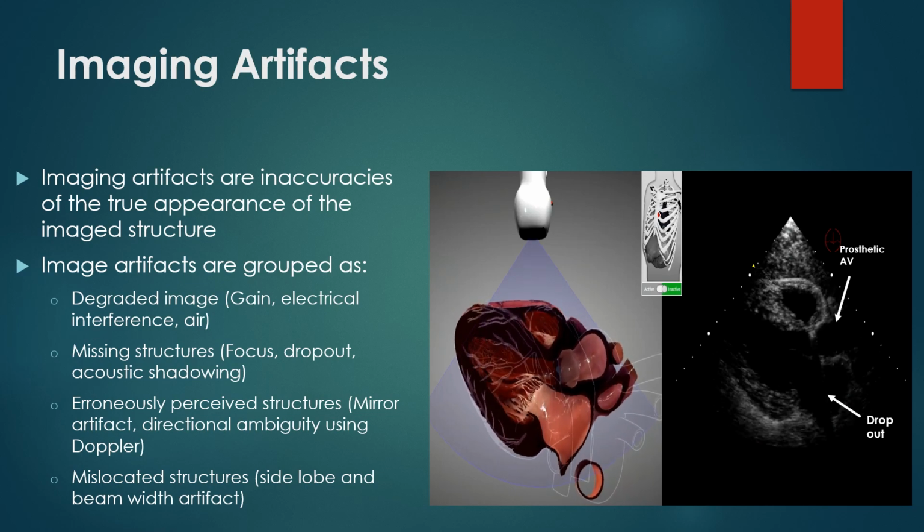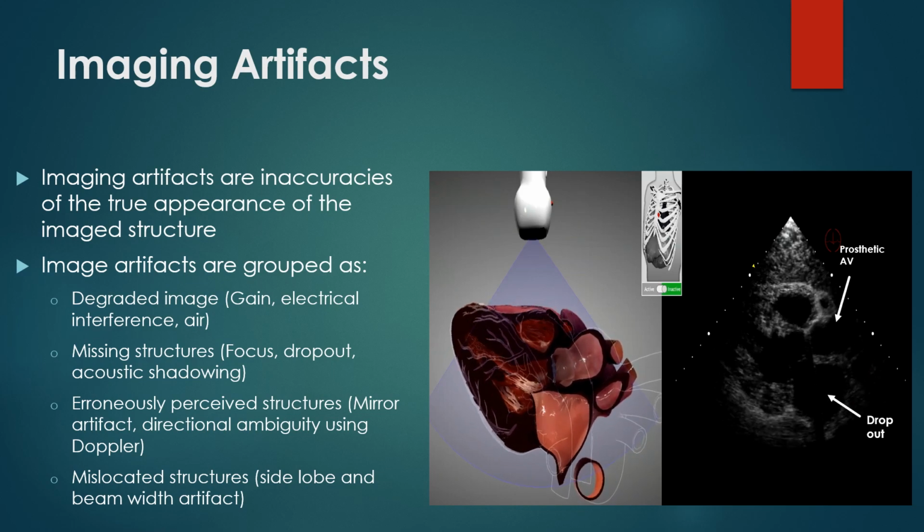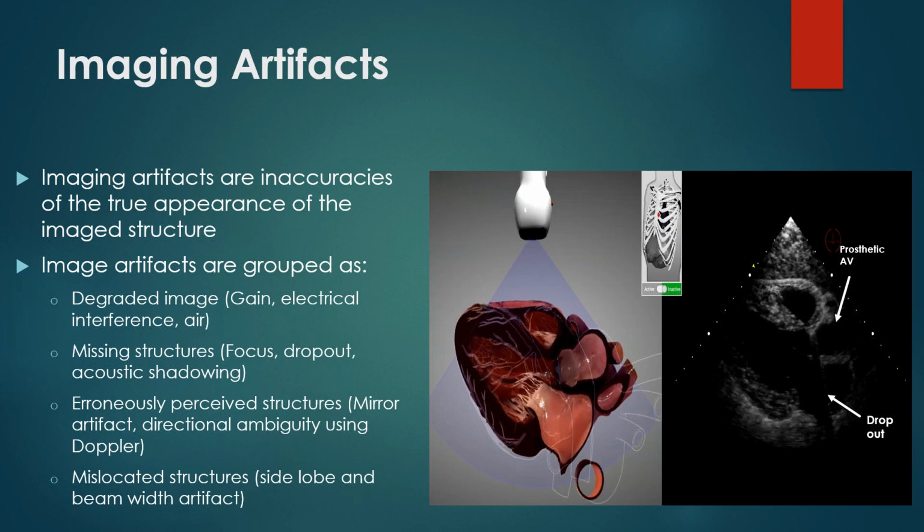In this particular scan on your right, you can see the dropout that occurs from a prosthetic aortic valve, because obviously there's not going to be a lot of sound transmission through the metal. Then there are mirror artifacts, which are erroneously perceived structures. Mirror artifacts are very useful in the FAST exam in looking at the liver and the mirror image in the lung, because the lung is just air.